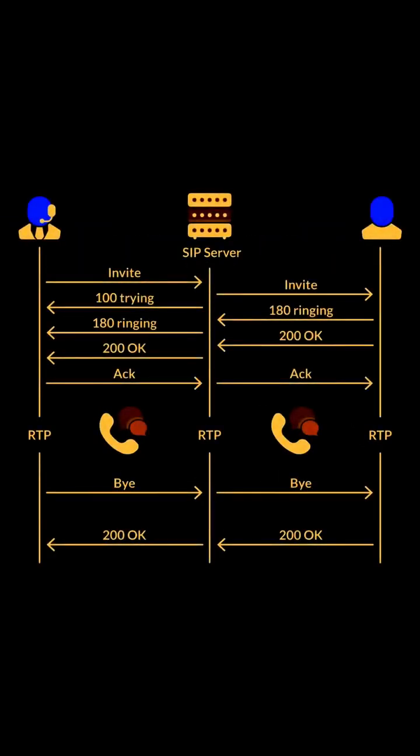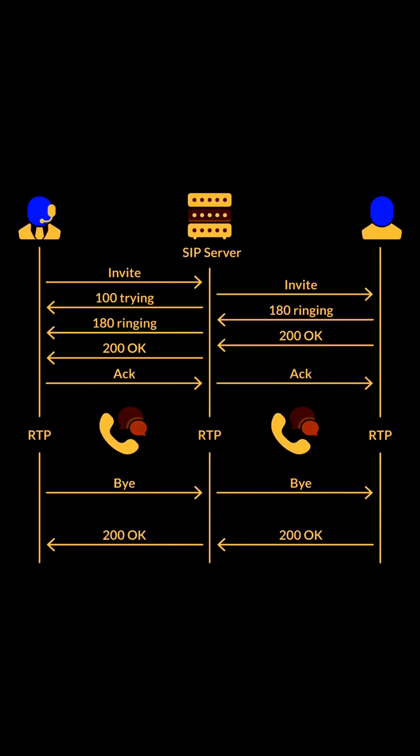Now, let's break down how VoIP works. When a call is made using VoIP, the SIP protocol kicks in first. The process starts with the caller sending an invite message to the recipient. The recipient then sends a 200 OK response to accept the call. Finally, the caller sends an ACK message, indicating that the call setup is complete. This is called a handshake.